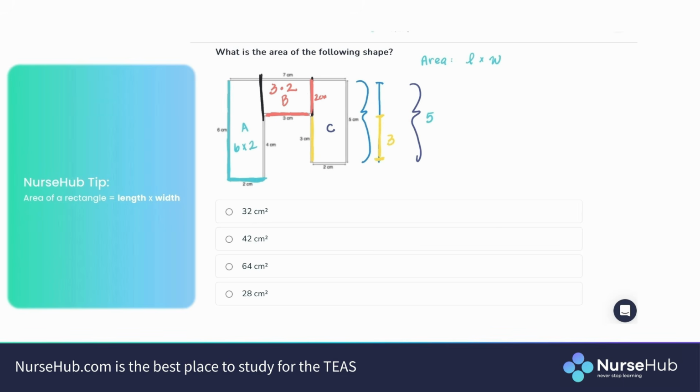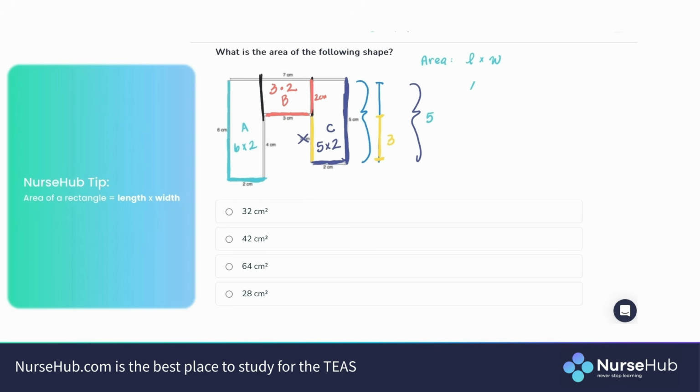Let me get then to box C. C has a full length of 5. Do not fall into the trap of using this 3. The 3 is only partially the length of C. The total length is 5. The width is 2. So this is going to be 5 times 2.